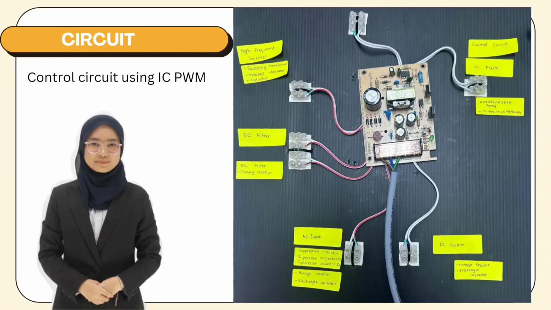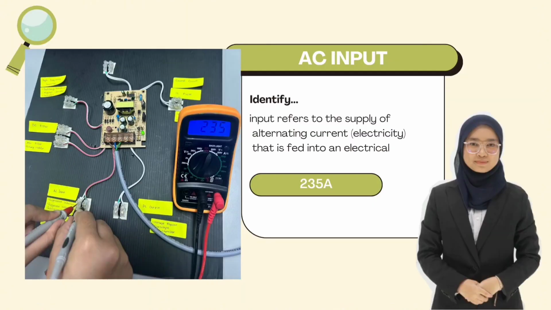Hi, my name is Nurina Aisyah binti. I will explain about the measurement and the result. So, this is the control circuit using IC PWM. Before starting the measurement, make sure the current supply is turned on and the probe is in the correct place, the negative or positive place. First measurement, AC input is 235 ammeter. AC input refers to the supply of alternating current electricity that is fed into an electrical system.